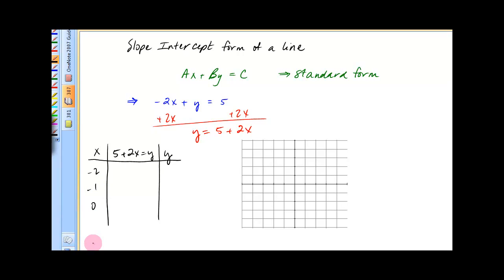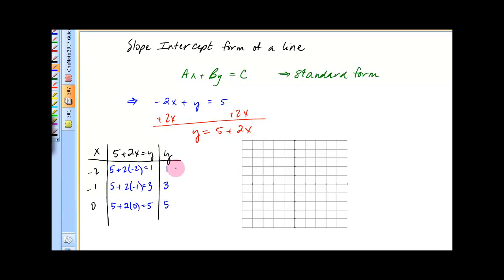Okay? And when I plug in a value of negative 2 into this equation right here, I see that 5 plus 2 times negative 2 is going to be equal to, that's 5 plus negative 4, would be positive 1. Okay, let's do that again. 5 plus 2 times negative 1, well, that's 5 plus negative 2 would give me a positive 3. And this is 5 plus 2 times 0, well, that gives me 5. So I'm going to rewrite my y values over here on the right-hand side.